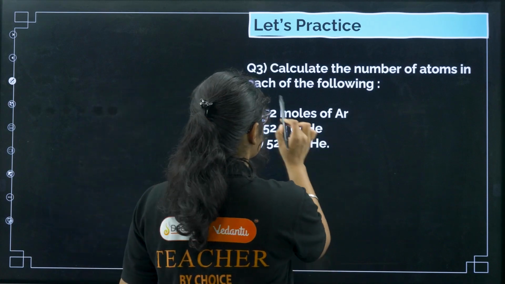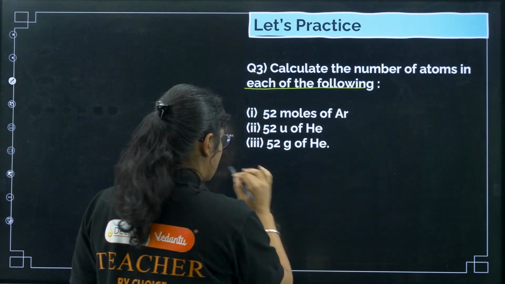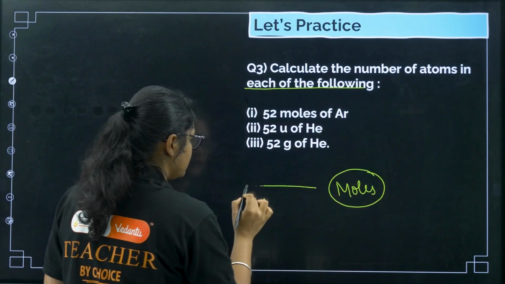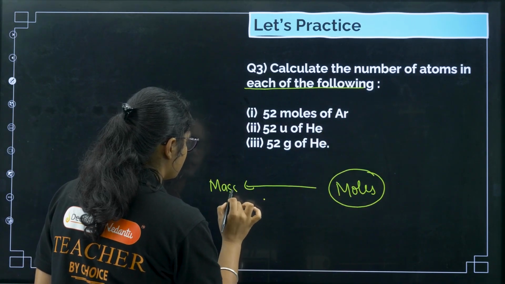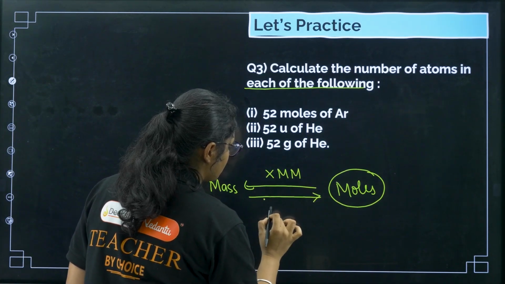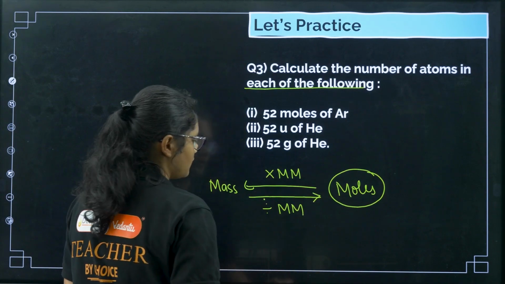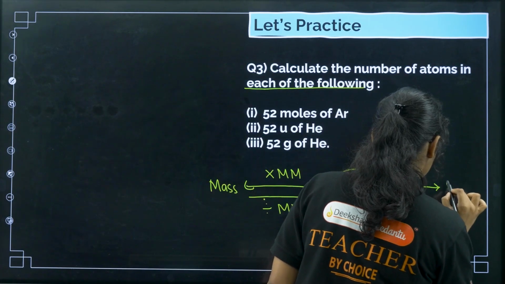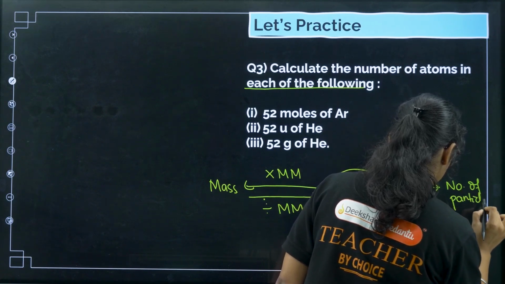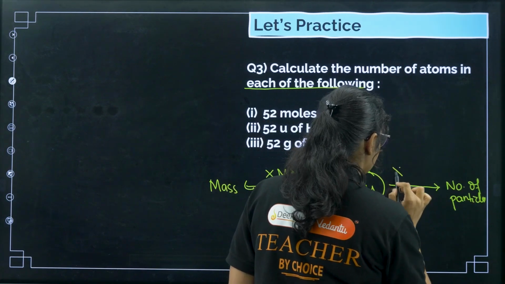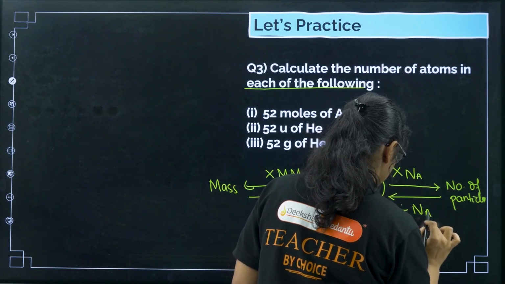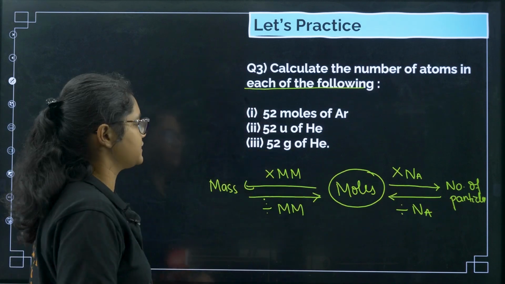Calculate the number of atoms in each of the following. Okay, so again I'll draw that. If you have moles and you need to calculate mass, then what you need to do? Multiply by molar mass. If you have mass and you want to calculate moles, then divide by molar mass. Similarly for number of particles, if you have moles, then you multiply with Avogadro number, and this side you divide by Avogadro number. Okay, now let us try this question.